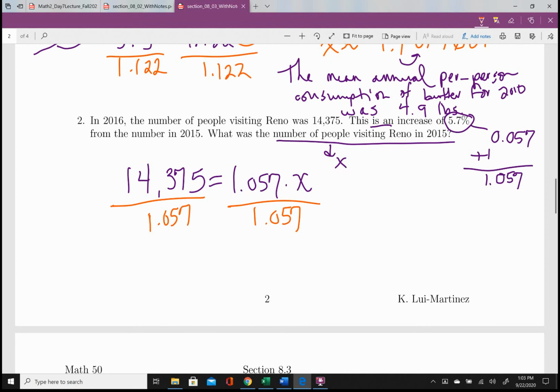Reach for your calculator. Type in 14,375, and then divide by 1.057. Yep. And we will get 13,599.8108. X is approximately 13,599.8108. Remember, context is important here, people. And what are we talking about? What is this number for x supposed to be representing? Well, it's the number of people visiting Reno in 2015.